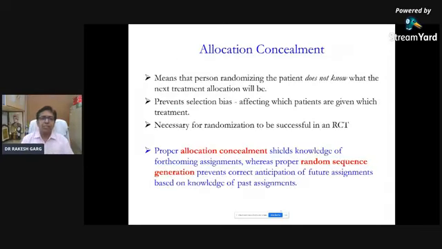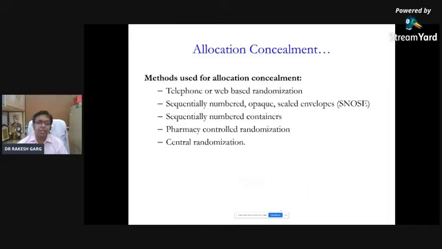This means once the person has been randomized, it should be concealed from the researcher before the recruitment of the patient. Only once the patient has been recruited into a study, then only you should know whether this patient will receive drug A or drug B. So proper allocation concealment shields the knowledge of forthcoming assignment, whereas a proper randomized sequence generation prevents correct anticipation of future assignment. So these are the two important components that must be taken care of when you think of randomization along with allocation concealment.